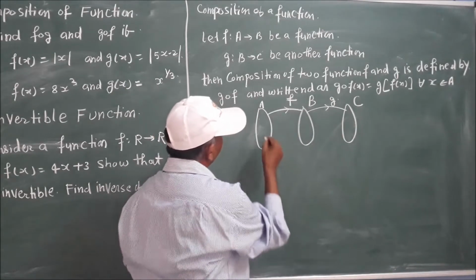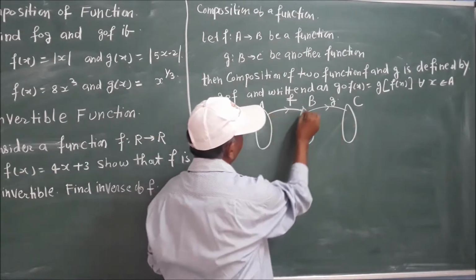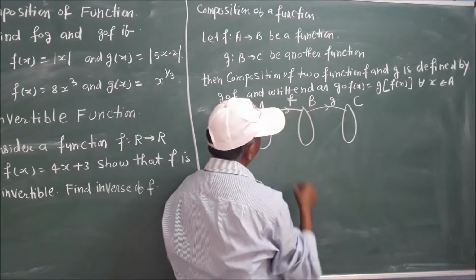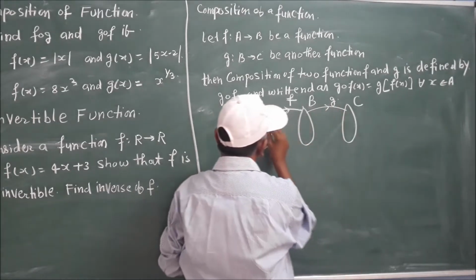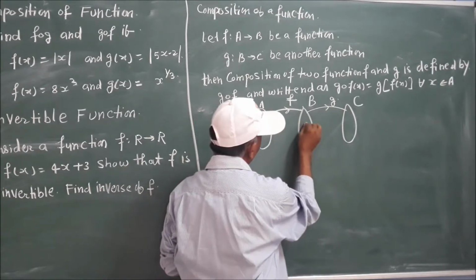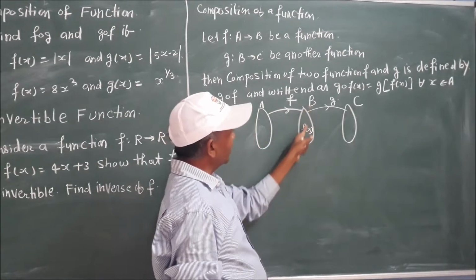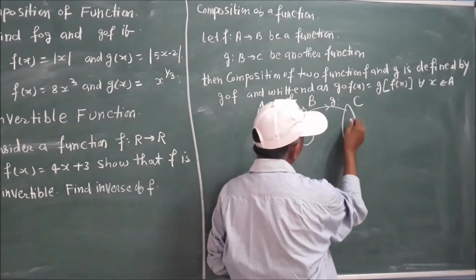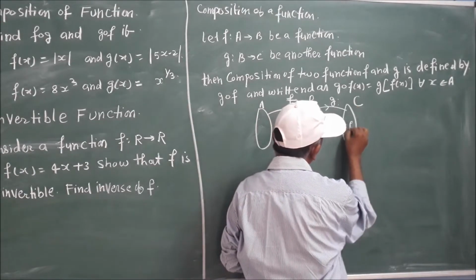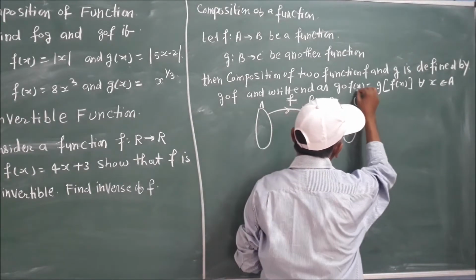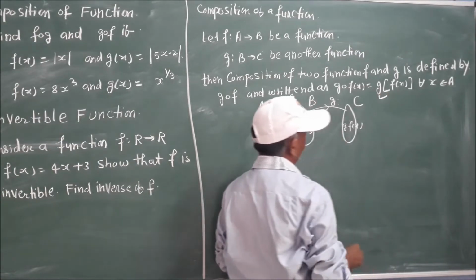So check here. This is your set A, this is your set B, and this is your function f. The elements of B will be called f(x), and this is your function g. So the elements of C will be g of f(x).